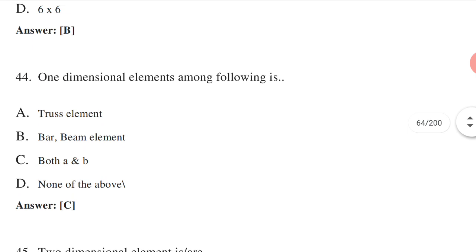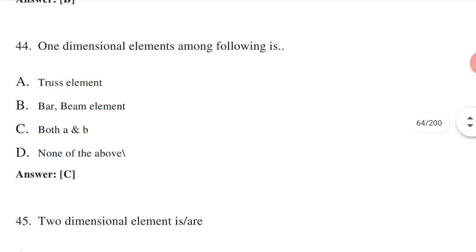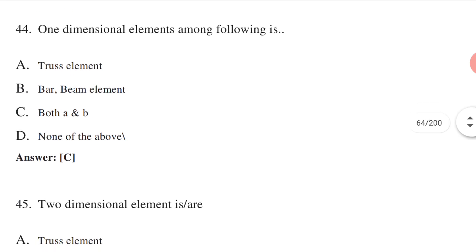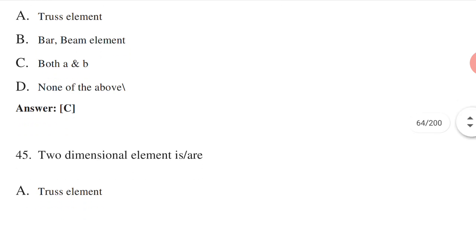The next question we have is, which of the following is a one dimensional element. So, we have to identify which one is a one dimensional element. We can see that the truss element is also a one dimensional element, the bar element is a one dimensional element, then the beam element is also a one dimensional element. So, the option C having both A and B is the correct answer over here.